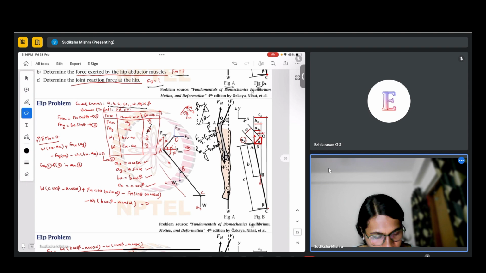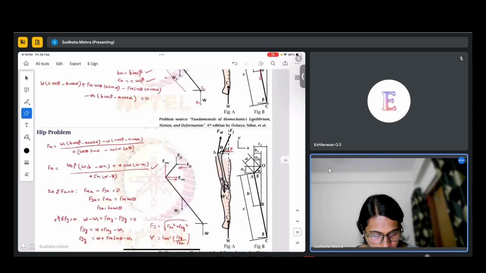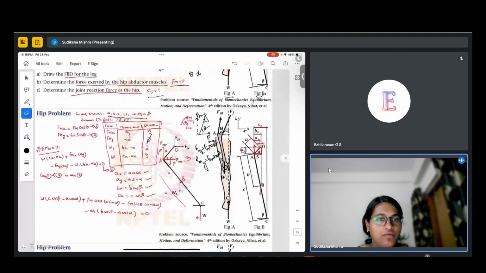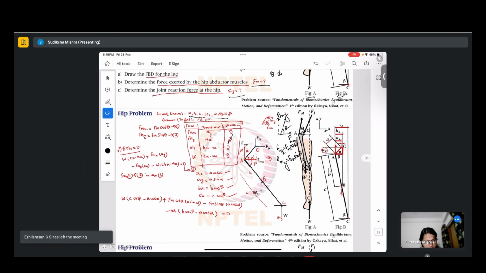Next, we don't know the angle that Fj forms with the horizontal or with the vertical. So this is something that is unknown. But again, Fj can be split into the x component Fjx and the y component Fjy. Fjx is acting in this direction, and Fjy is in this direction.